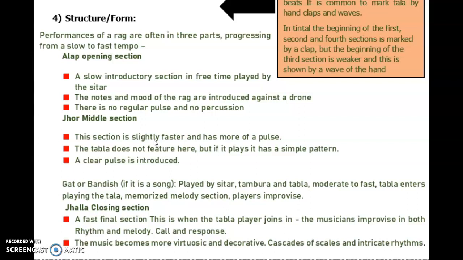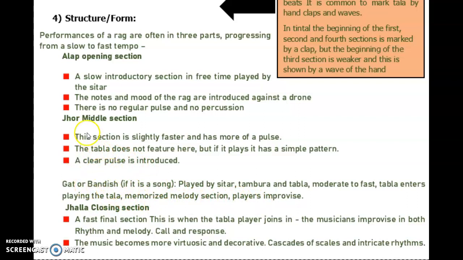The tabla does not feature here, but if you have a little bit of drumming there, it plays a very simple pattern. Now in this yor middle section, you can also have a khat or a bandish, and it's played by a sitar, tambura and tabla, and the tabla enters playing the tala. Memorized melody sections, players improvise.